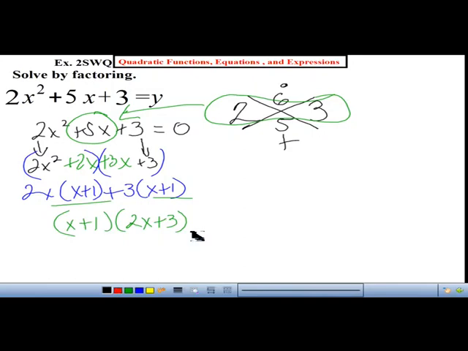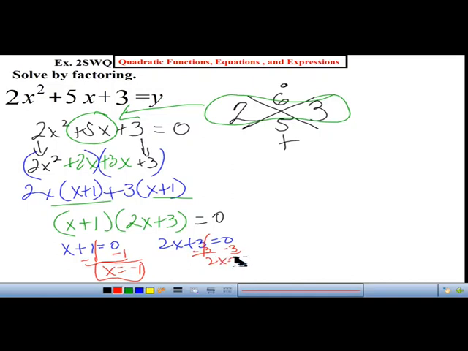And all that equal to what? Yeah, 0. So what do I do then? Same process, set each one equal to 0. x plus 1 equal to 0. 2x plus 3 equal to 0. And we solve. Minus 1, x equals negative 1. Minus 3, 2x equals negative 3. Divide by 2. x equals negative 3 over 2.